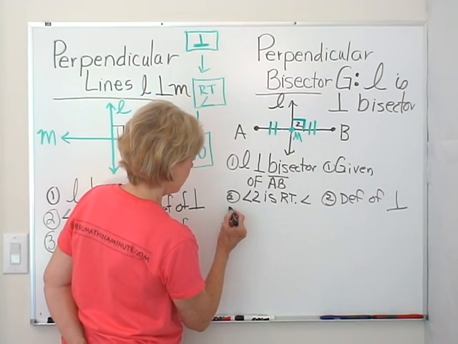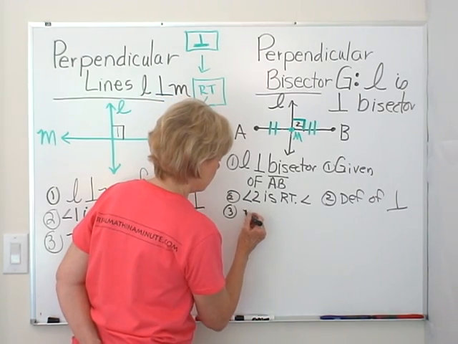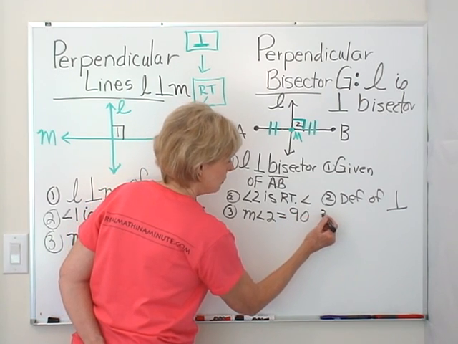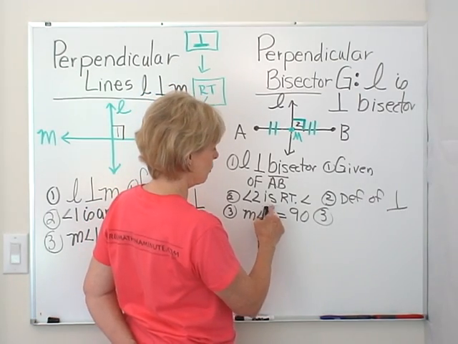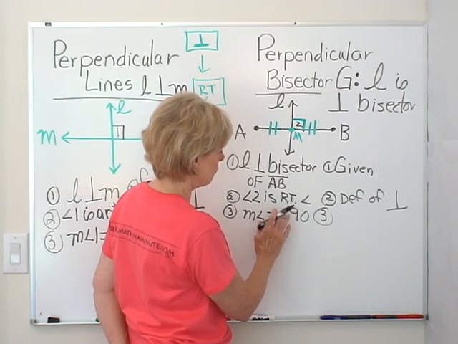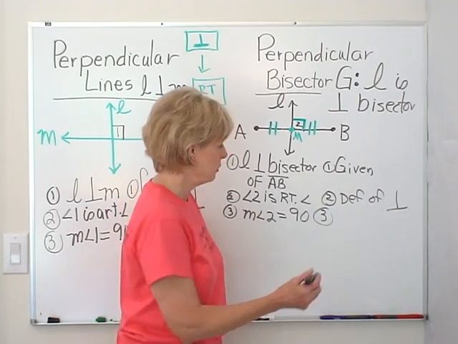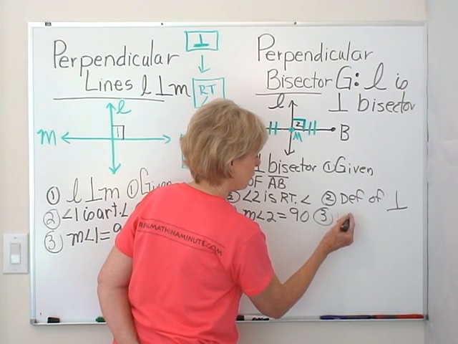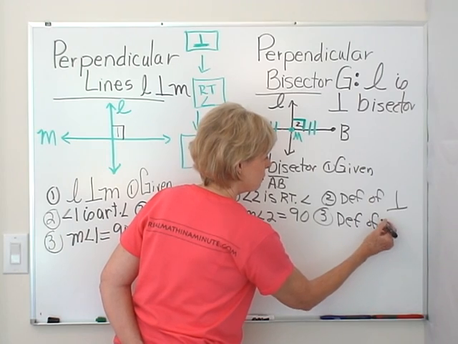Once it's a right angle, I do know, so my thinking cap goes on, and I'm like, okay, next step, measure of angle 2 is 90. And I'm asking myself, how do I know it's 90? I know it's 90 because it's a right angle. The step before will always guide me to why I know this and my next steps. How do I know it's a right angle? Because of the definition of perpendicular. How do I know it's 90? Because of the definition of right angle. So here we go, definition of right angle.